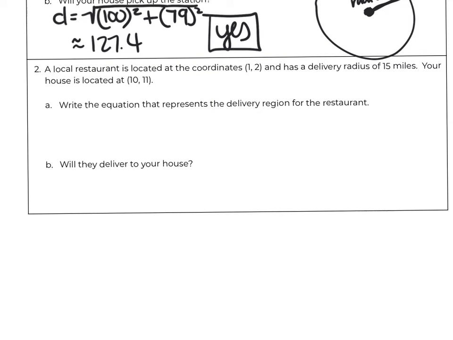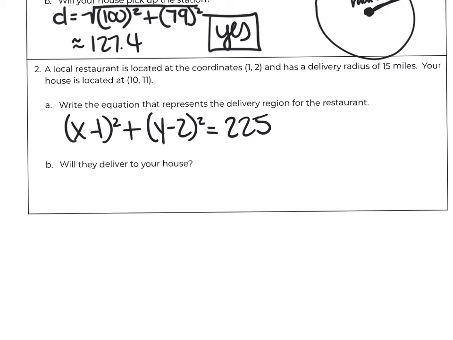Okay, second one is really similar. So I want you to take 2 minutes and try this one. X minus 1. Yes, so first x minus 1 squared plus, Clayton, what's the second parenthesis? Y minus 2. Good. And then last we do radius squared. So what number are you going to be squaring? 15. And that was good.